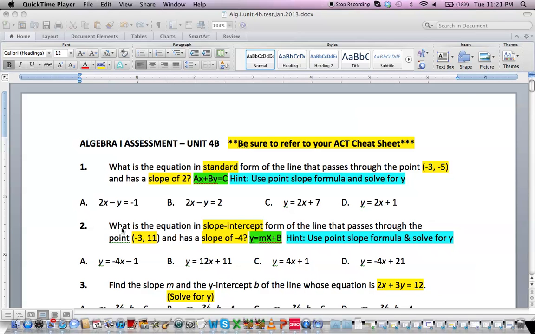Number 2, what is the equation in slope-intercept form of the line that passes through the point -3, 11 and has a slope of -4? Slope-intercept form is y equals mx plus b. And here's another hint once again. If you use that point slope formula and solve for y, that will put it in y equals mx plus b. If you got any questions on that one, be sure to raise your hand, okay?